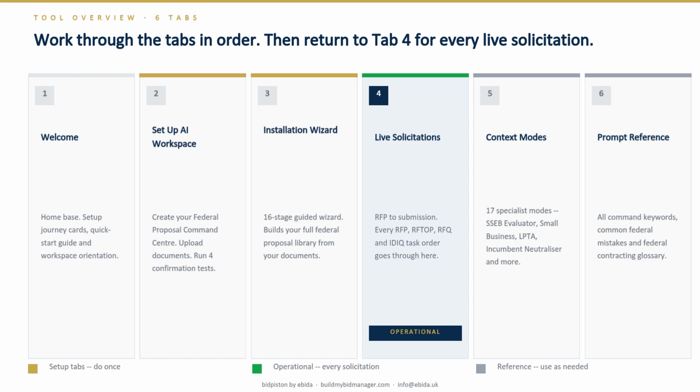Tab 5 gives you 17 specialist context modes: SSEB Evaluator Insider, Small Business Advantage, Neutralize Incumbent, Skeptical SSEB Evaluator for FCA safety checks, and more. Tab 6 is your prompt reference, all 12 command keywords, common federal proposal mistakes, and the Federal Contracting Glossary. Work through them in order the first time. Then, Tab 4 is where you live.